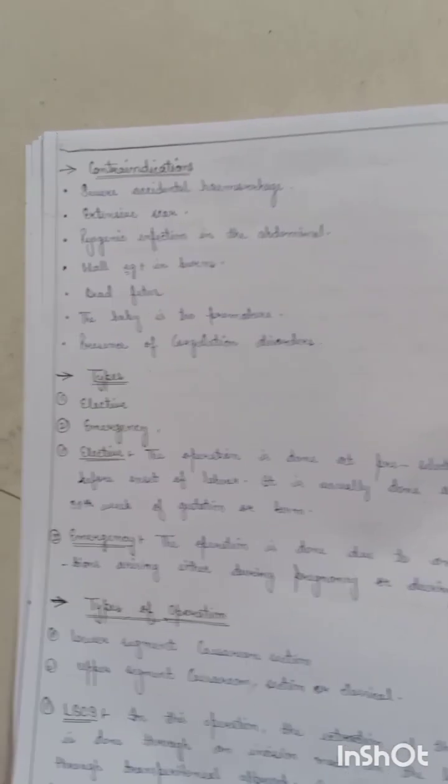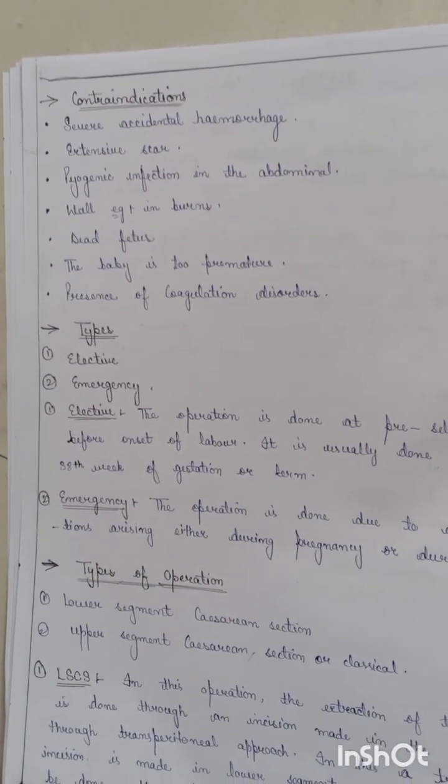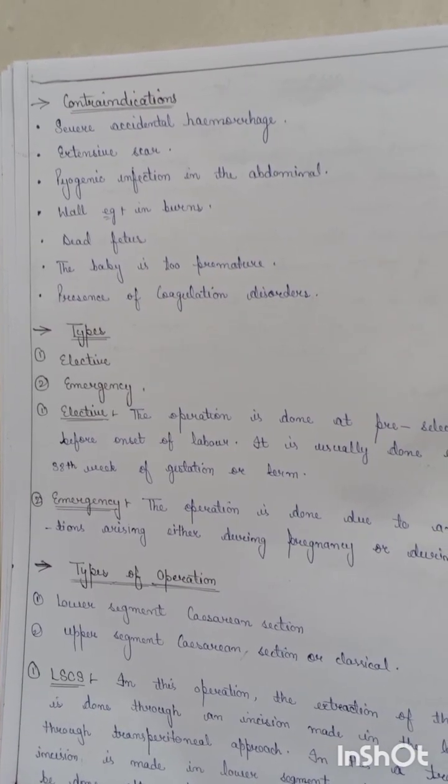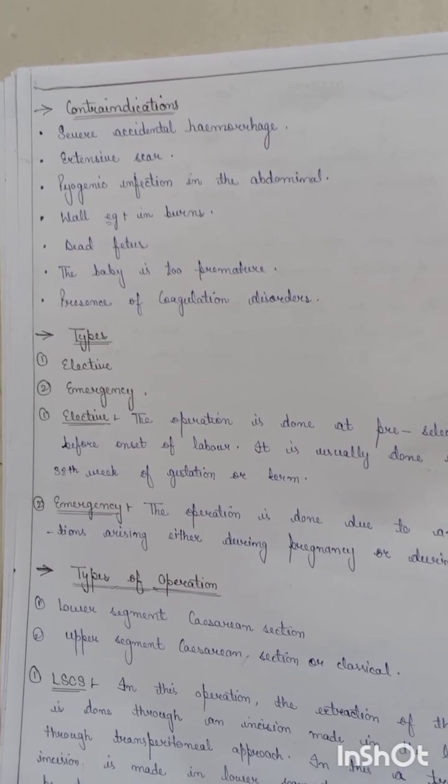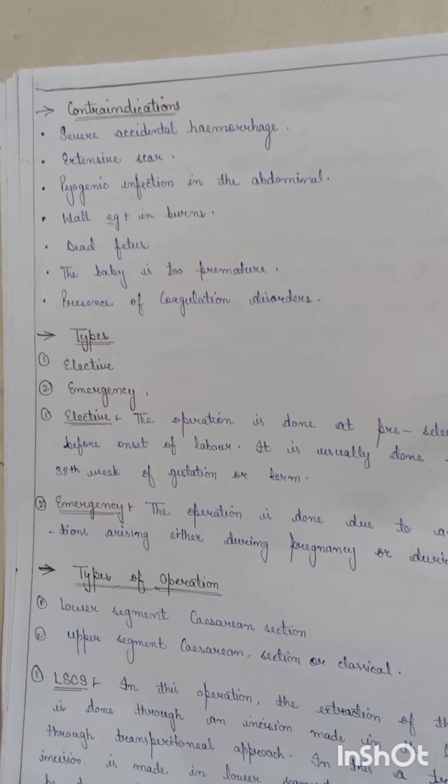Its contraindications are severe accidental hemorrhage, extensive scar, pyogenic infection in the abdominal wall, for example in burns, dead fetus, the baby is too premature, presence of coagulation disorders.